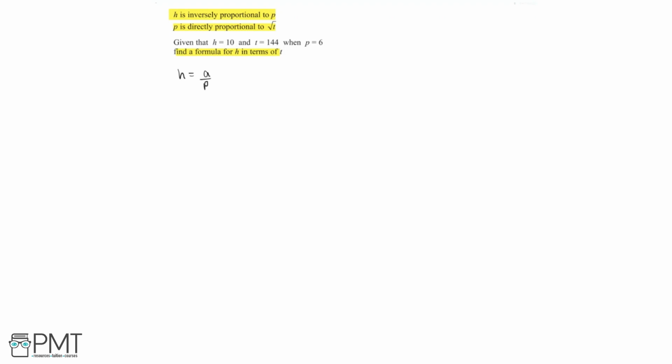Then we're told that p is directly proportional to the square root of t. If it's directly proportional, we can say that p is equal to some constant multiplied by root t. Be careful not to use the same constant for our formula for h and our formula for p, because these two constants are not necessarily the same. So we can say that p is equal to b root t, where our constant is equal to b.